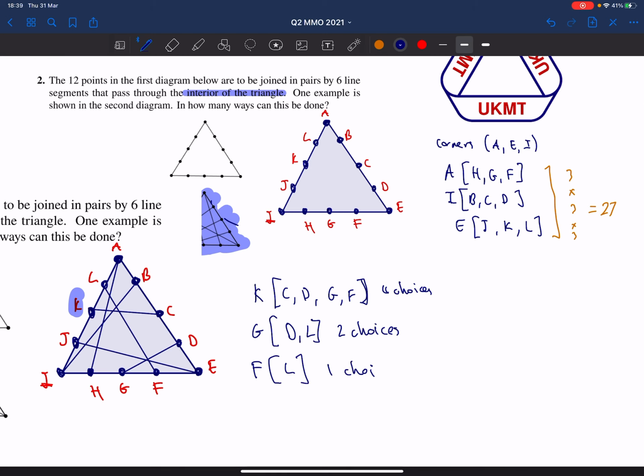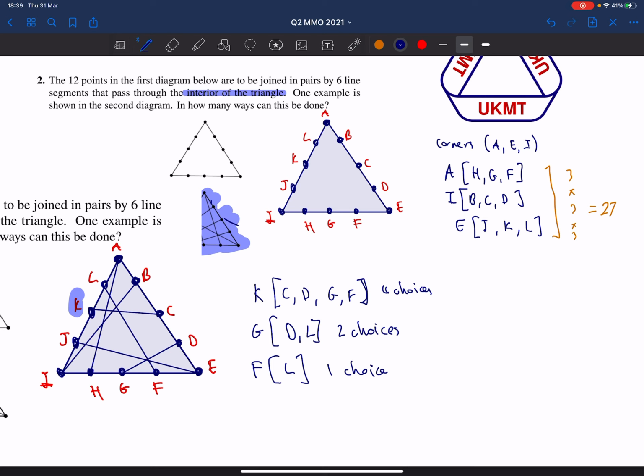So that's one choice. And we just picked an arbitrary starting point after we picked the corners, and we said it was K. But it doesn't actually matter, because we could have picked any letter. We could have picked D, we could have picked G, we could have picked F. The outcome would have still been the same.